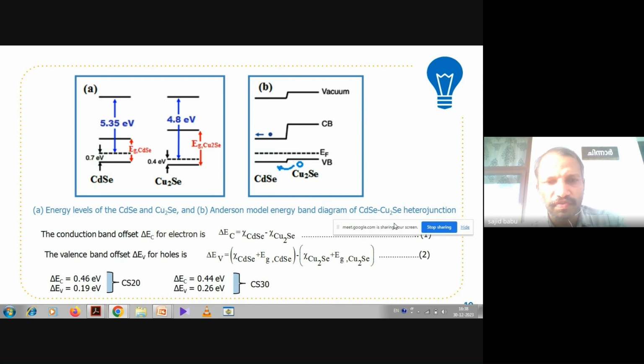And for the 2 films CS20 and CS30, we have got delta EC value of 0.46 electron volt and delta EV value of 0.19 electron volt for CS20. And for CS30, delta EC is 0.44 electron volt and delta EV is 0.26 electron volt, which means that the delta EV values decrease, which means that the conduction path is from C2C to CDSC.